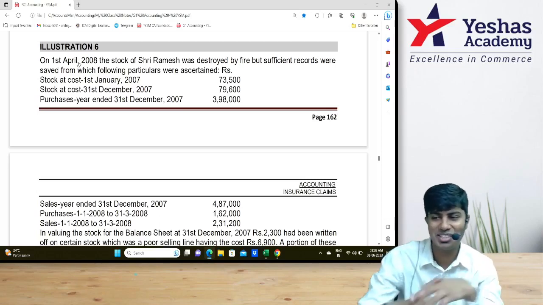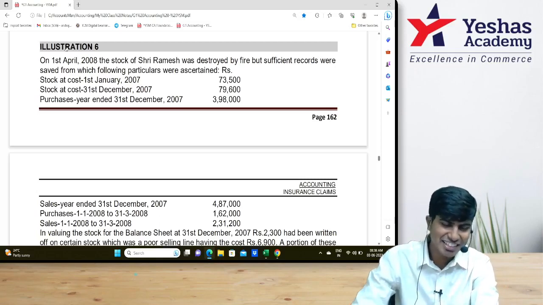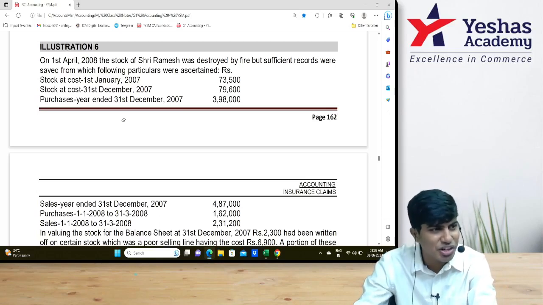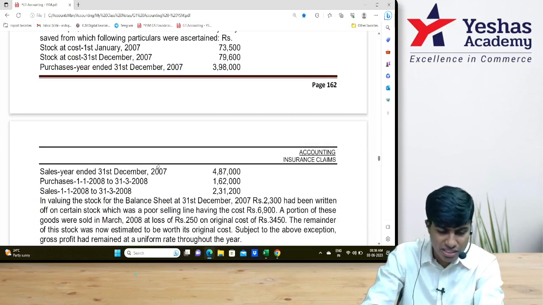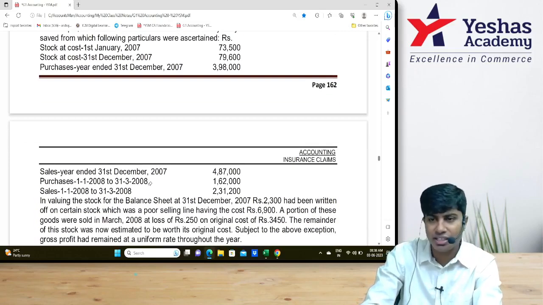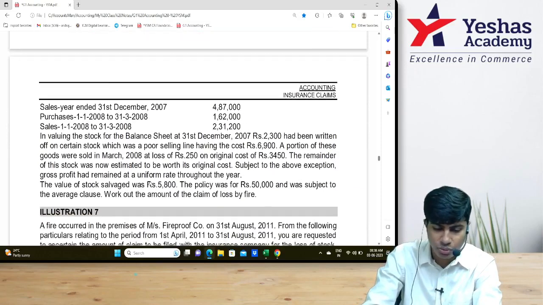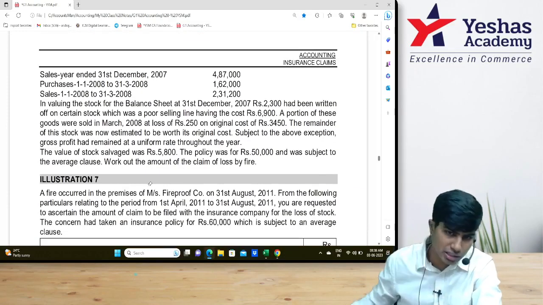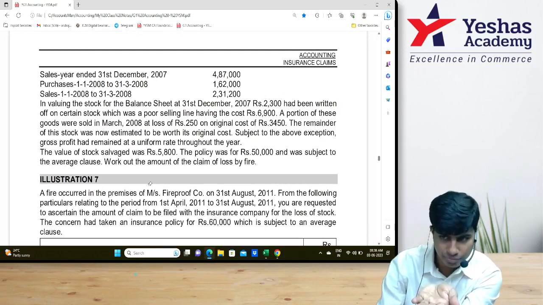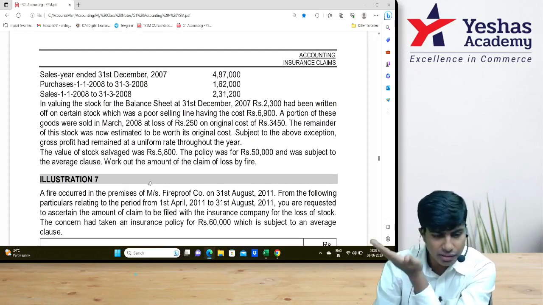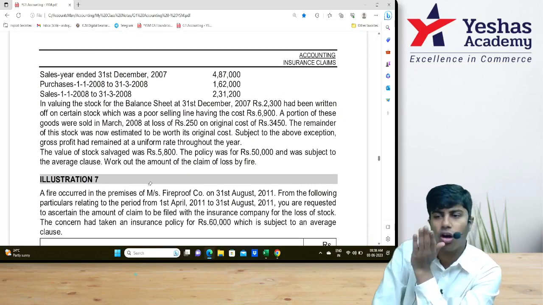But the GP percentage is not computed. If they are saying they've saved records, they should have the GP ratio. No, they don't have it. Then sales of the previous year. Purchases of the current year are given, memorandum trading account period 1st January to 31st March. Then they've given one box here. Do you mind reading, ma? What's your name? Sakshi, please read. In valuing the stock.